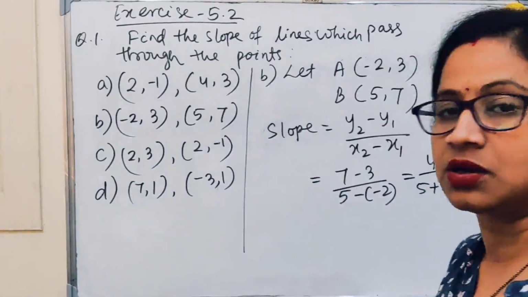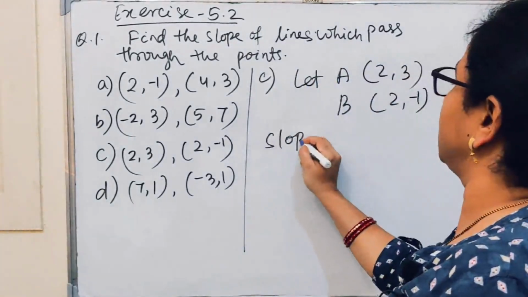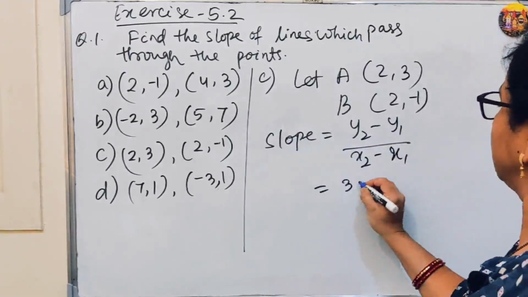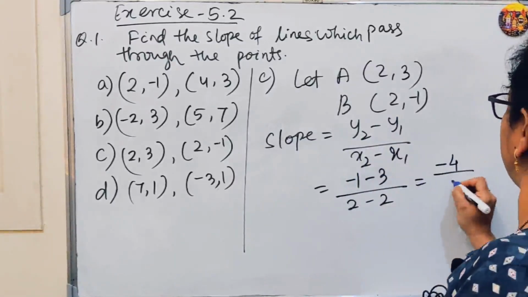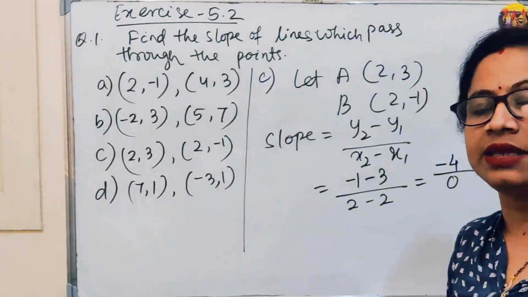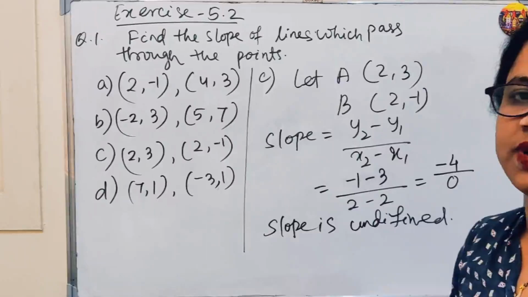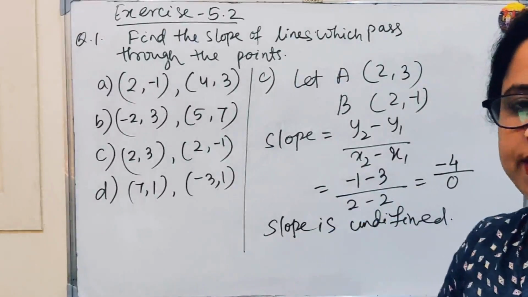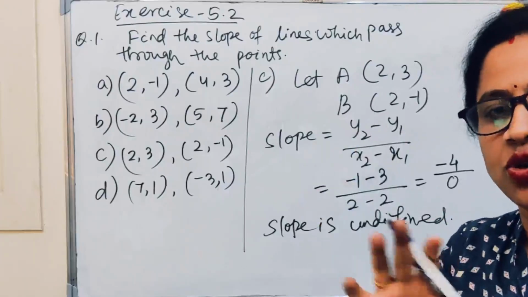Now coming to the third question. Let A be (2, 3), B is (2, 1). So slope is y2 minus y1 upon x2 minus x1. y2 is 1 minus 3 upon 2 minus 2. So it will become minus 2 upon 0. Here the denominator comes as 0, so the slope is undefined because anything divided by 0 is undefined. Always remember, if the difference in x becomes 0, then we cannot calculate the slope. You can get it in the previous videos, the perpendicular slope, that is undefined.